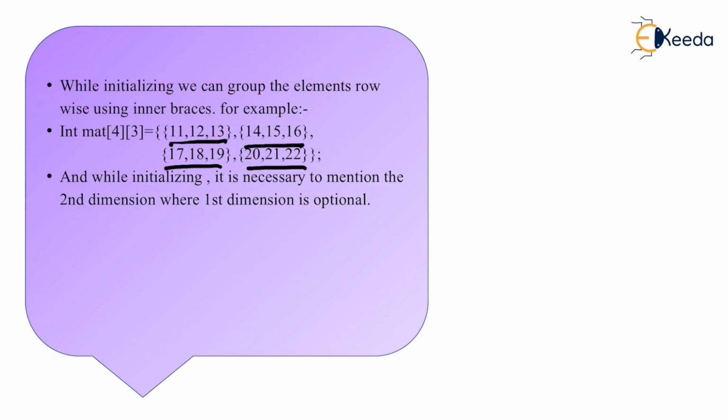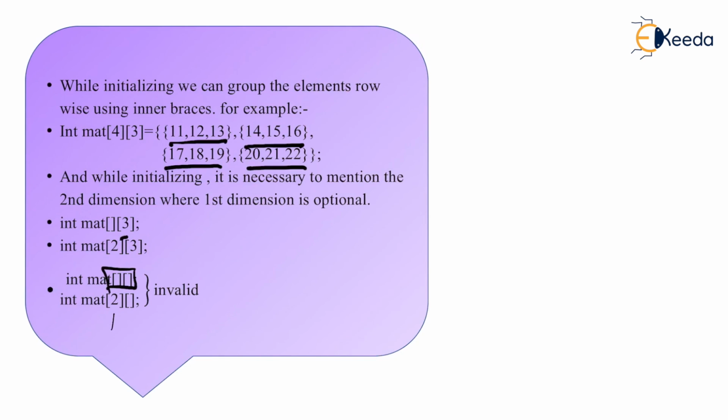And while initializing, it is necessary to mention the second dimension, where the first dimension is optional. For int mat[][3], the rows are optional, but the column you have to specify, like int mat[2][3]. But you cannot leave both blocks blank, and you cannot make the second block blank. That is invalid.